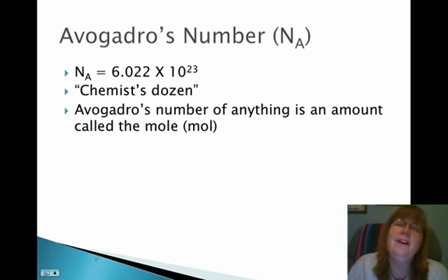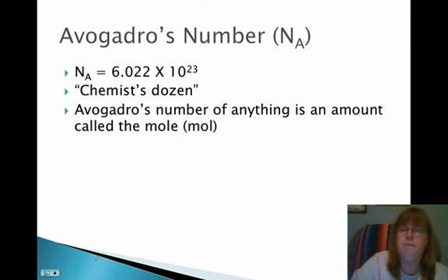All right, so first of all, Avogadro's number. We were introduced to it back on Mole Day in October. It has a symbol, capital N with a capital A as a subscript. It is a really huge number. It's 6.022 times 10 to the 23rd. It's known sometimes as the chemist's dozen. 1 mole of anything is 6.022 times 10 to the 23rd items.